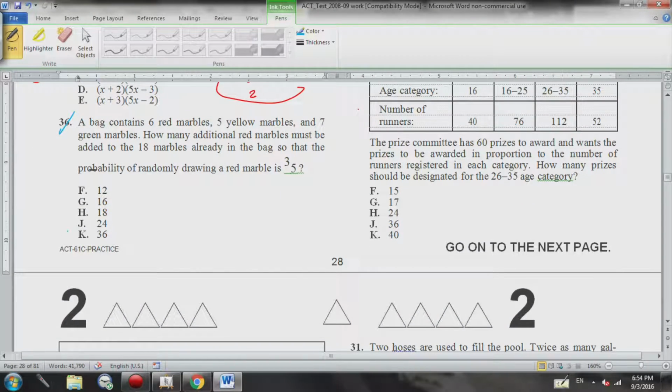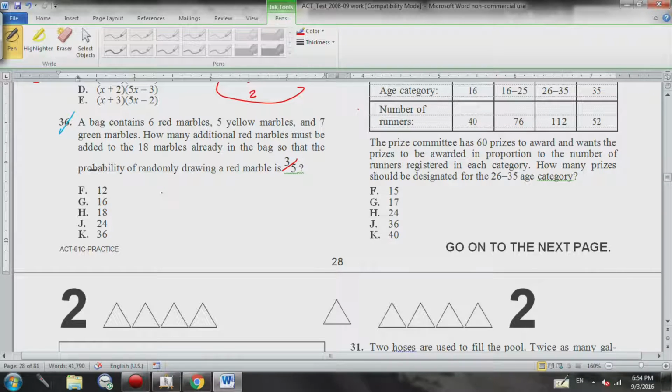A bag contains 6 red marbles, 5 yellow marbles, 7 green marbles. Why is somebody carrying out the bag? Marbles, don't know, but that's the way it is. How many additional red marbles must be added to the 18 marbles already in the bag so that the probability of randomly drawing a red marble is 3 out of 5?